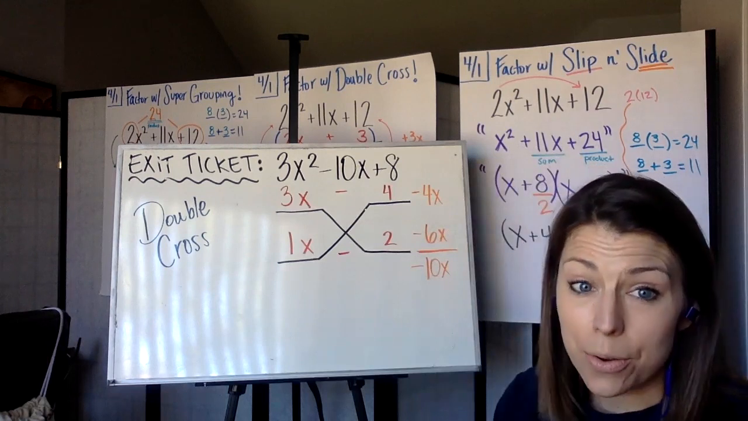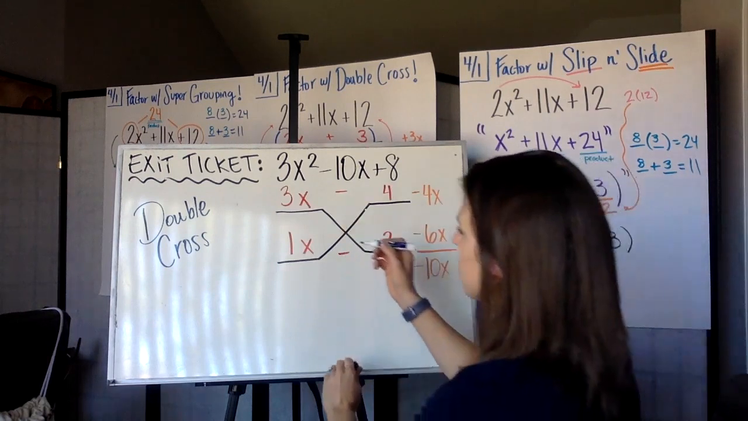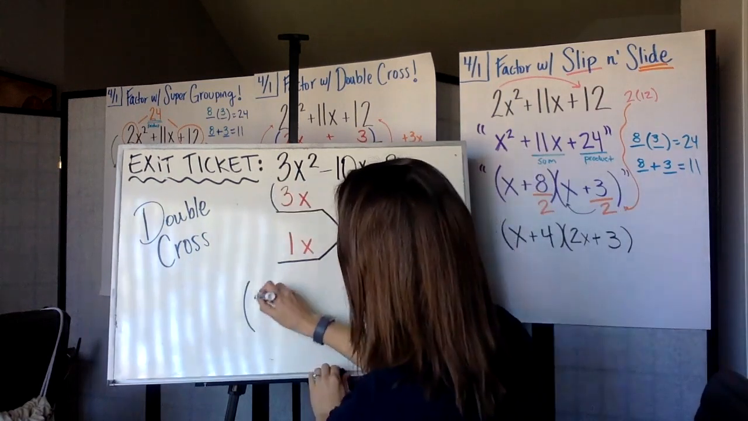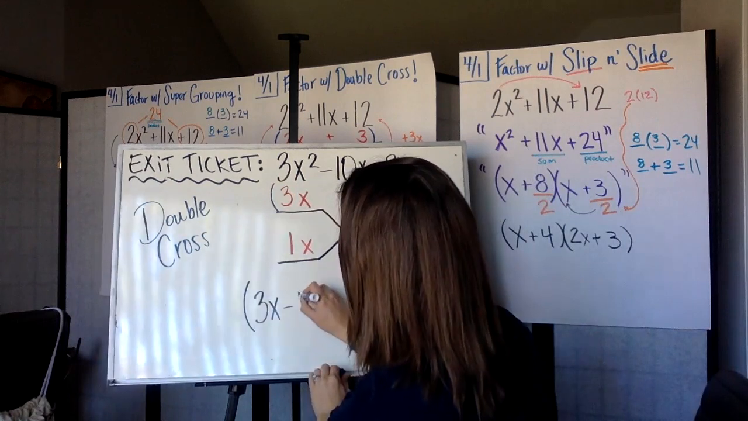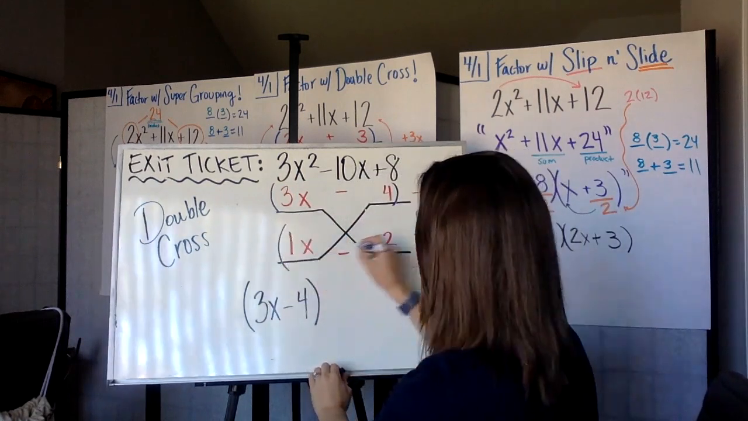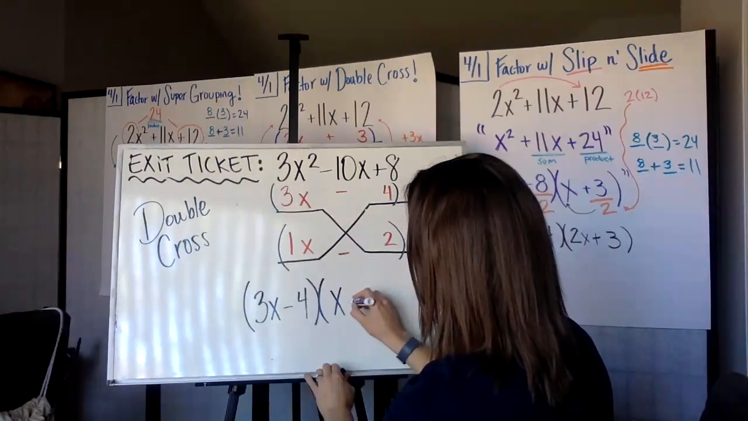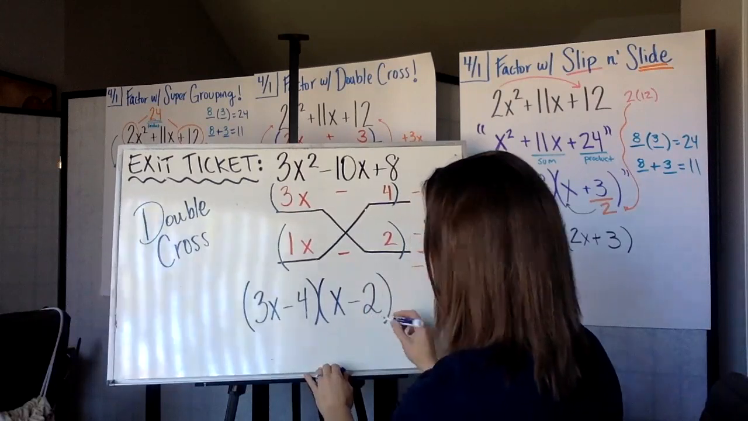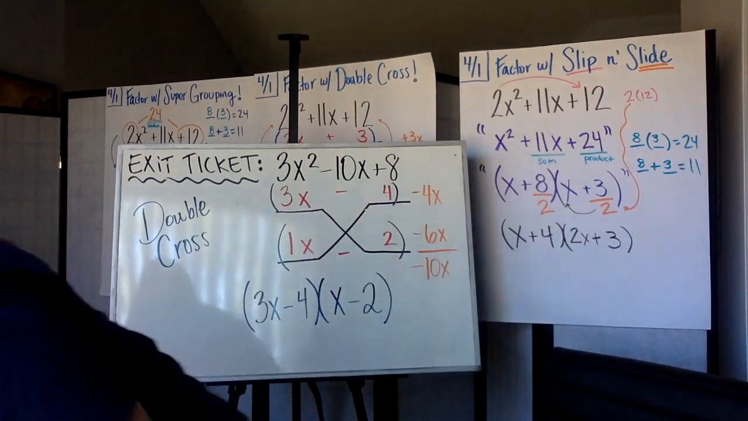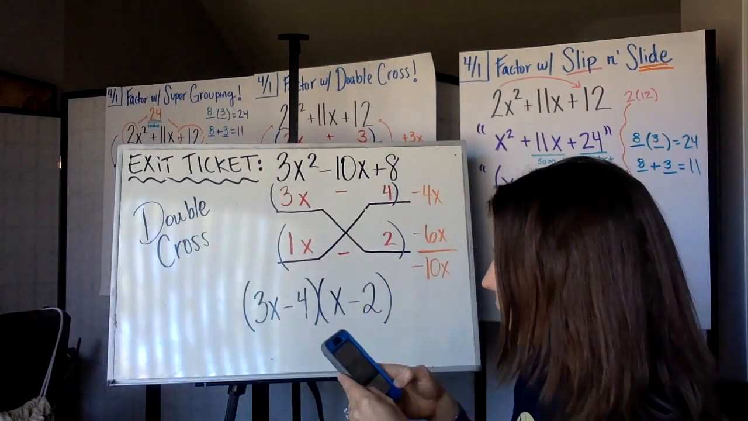All right, now from here, we can pull out our two binomials. If you remember from the notes, our first binomial is right there, 3x minus 4. Our second binomial is right here, 1x, which we know is just x, minus 2. Is that also what we got when we did our super grouping? I took a picture of it, 3x minus 4, x minus 2.